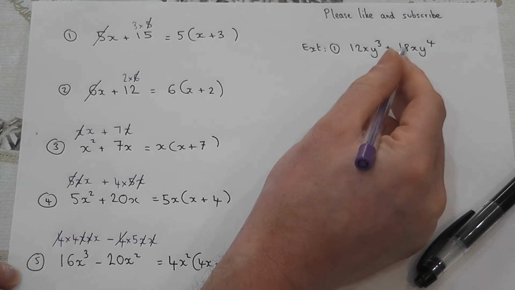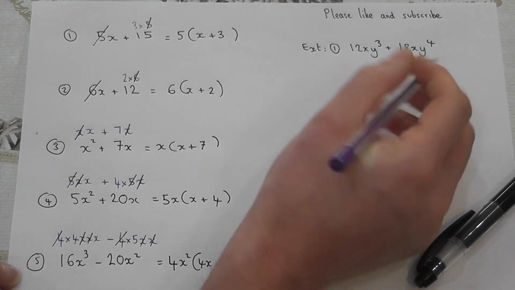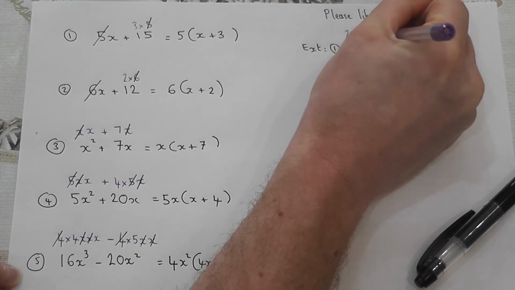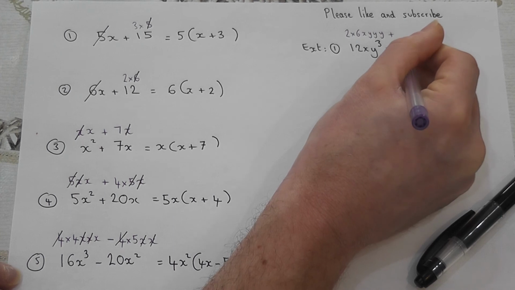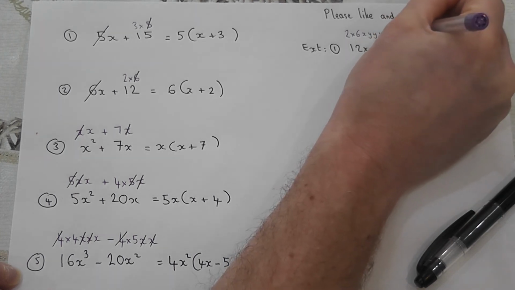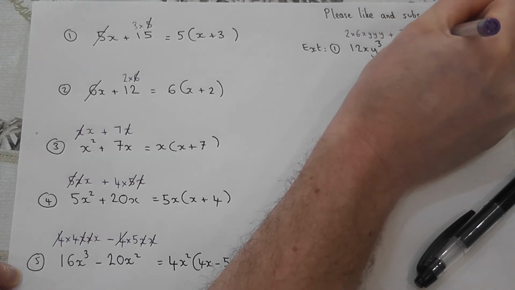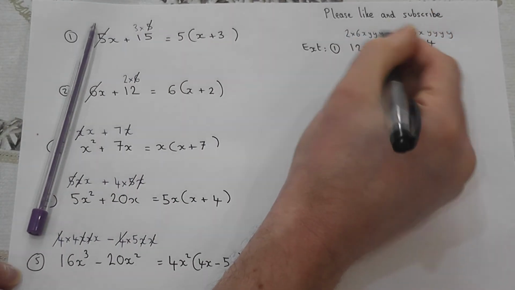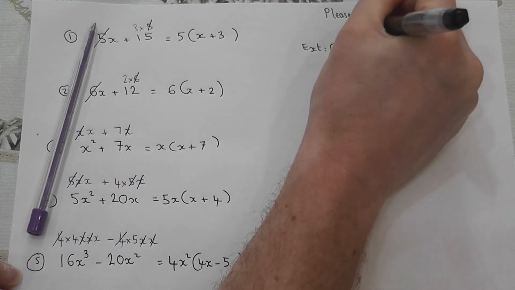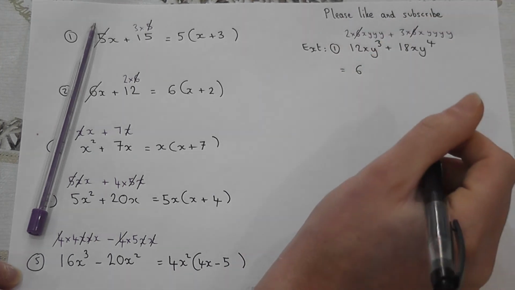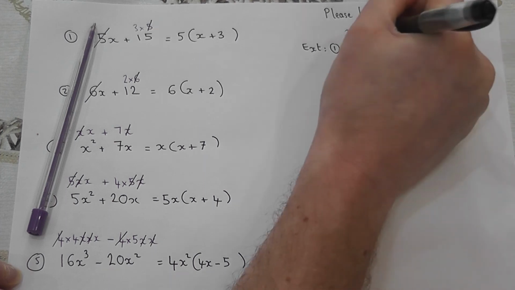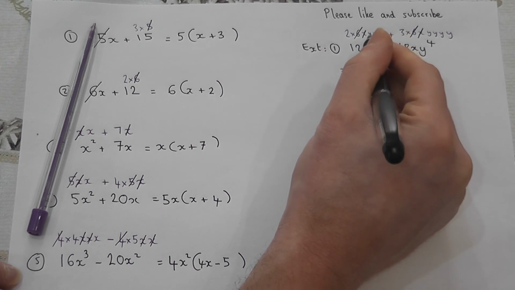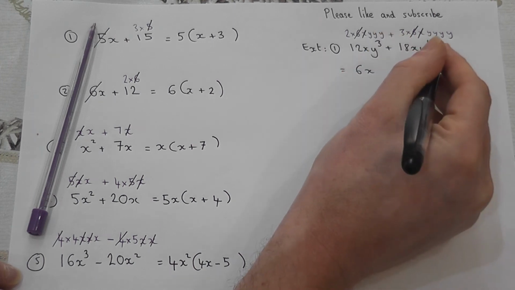Now 12 and 18 both share a factor of 6. So this is 2 lots of 6 x y cubed plus, this is now 3 lots of 6 x y to the 4. And again, that's just a way to visualise what's going on. Now they both have 6 as a factor. They both share an x. Now the y's, they both share not 1, not 2, but 3.